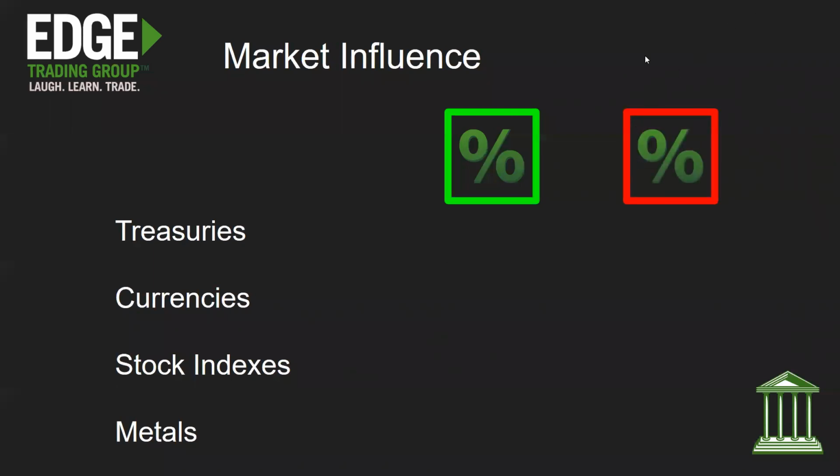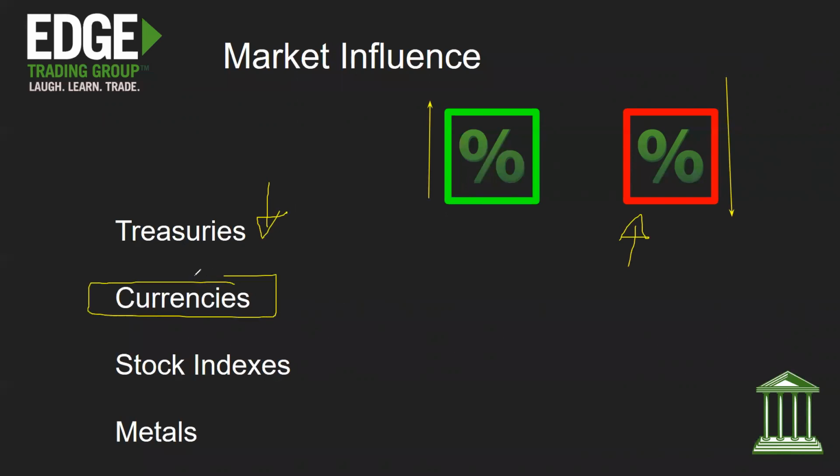This is rates going up. This is rates going down. Thought I'd get cute with red and green, but might not have worked. So treasuries, we know when the interest rate goes up, treasury prices will go down. When interest rates go down, treasury prices will go up.